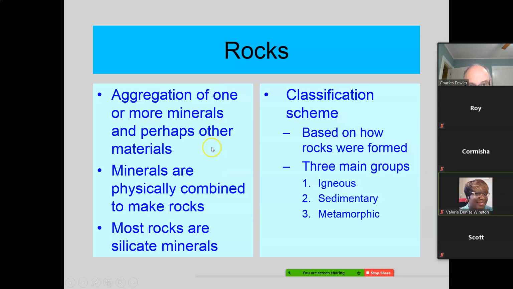Okay? So here's the classification scheme. Rocks are classified based on how they were formed. 3 main groups, and this is what most of the rest of the chapter is going to be about, talking about these 3 main groups. The first of these is igneous rock. Now, what word do you almost see in igneous? The I-G-N. What if that E was an I? Igneous. Is what?